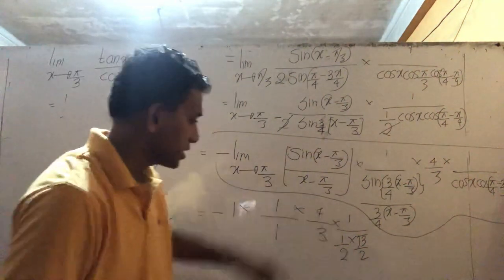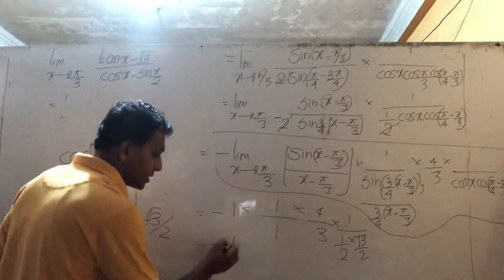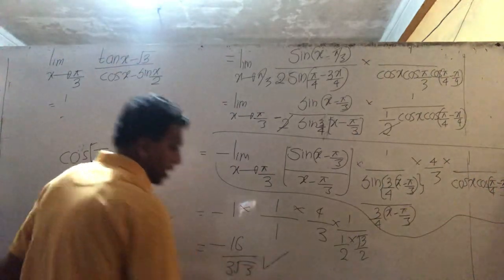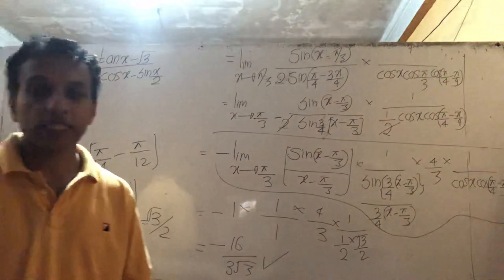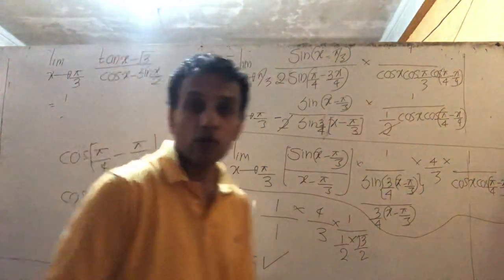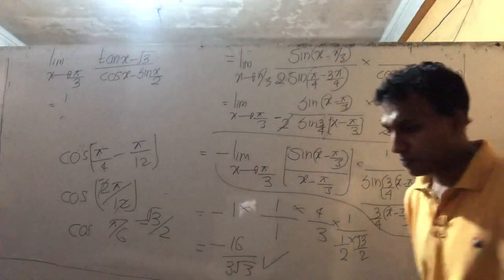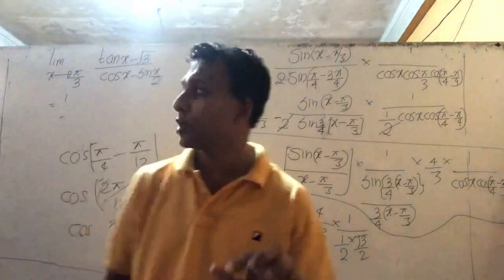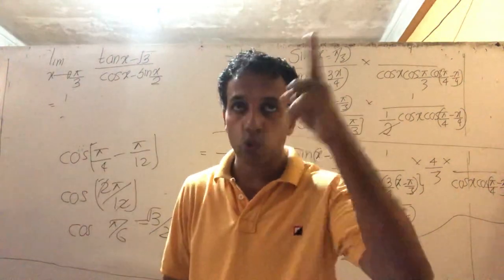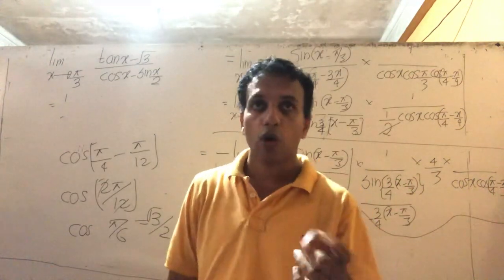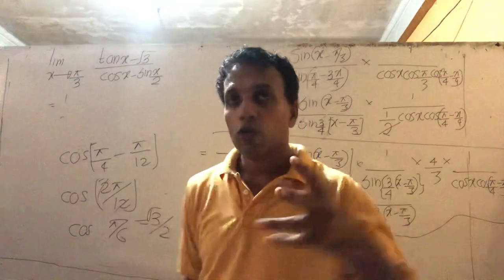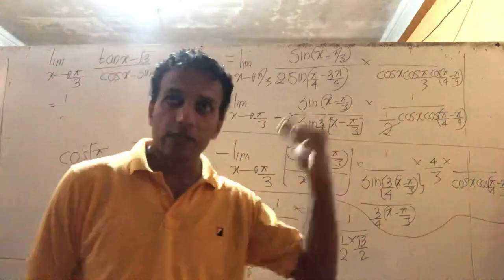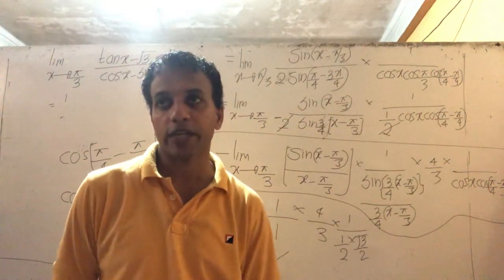So therefore 2 to 4, 16. Check it. The answer is minus 16 over 3 root 3. This is the correct answer. Minus 16 over 3 root 3 is the correct solution for this problem. So very important question. Sometimes you can use the substitute method also. Let x minus pi by 3 be u, or any different term not in the question, you can change it and solve it, but the answer is the same. So practice this type of question, expected in future structured pure maths papers.